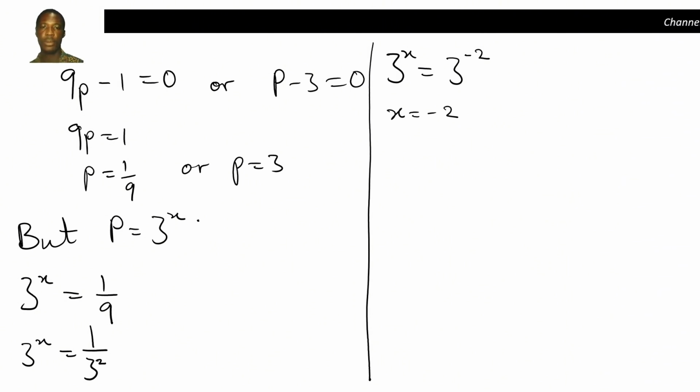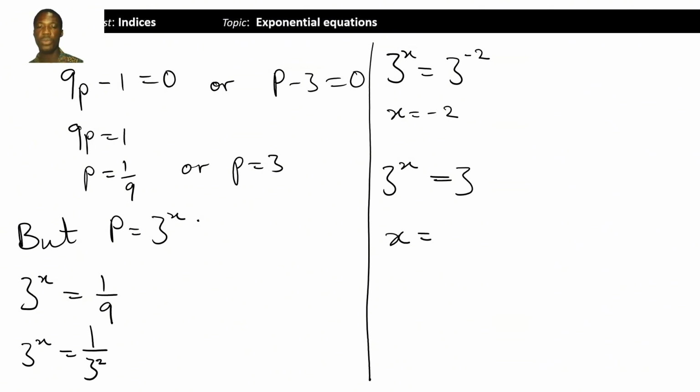Then we have 3 to the power x. If we say p is equal to 3, then 3 to the power x is also equal to 3. That means 3 to the power 1. And so x will be equal to 1. So that is the solution.